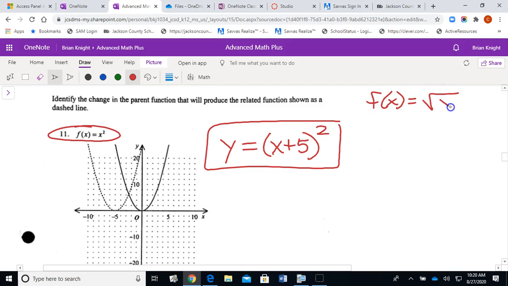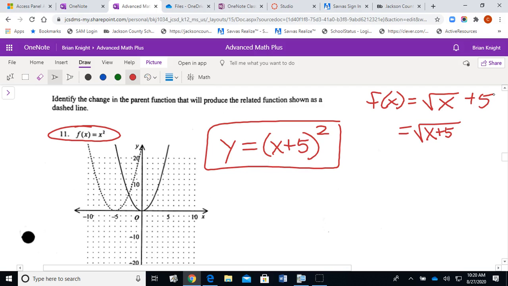What I'm trying to say is, say it was f of x equals the square root of x. Well, to move that left 5, inside there, I'm going to put x +5. If I wanted to move it up 5, I would put +5 on the outside. Okay? So it doesn't matter what family you're talking about, you do the same thing.